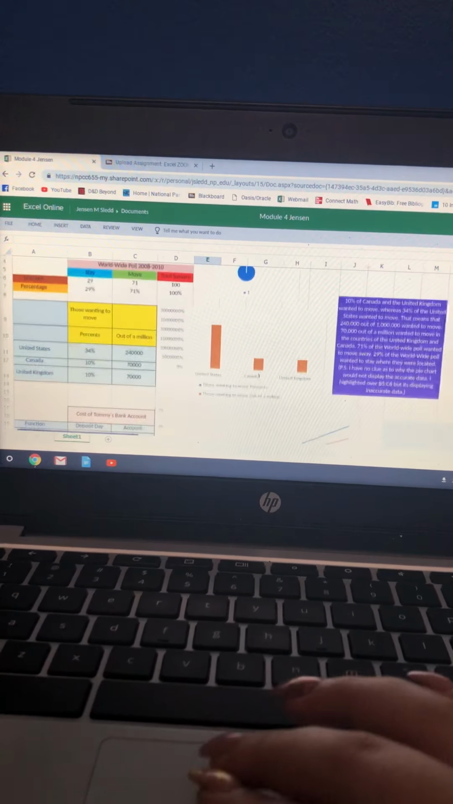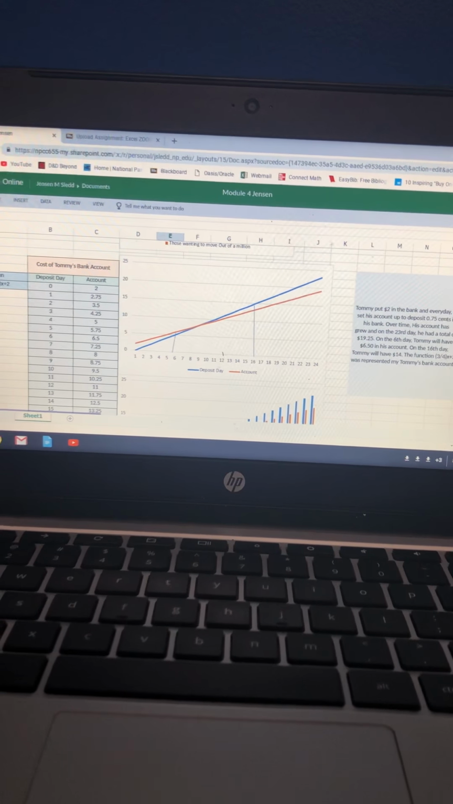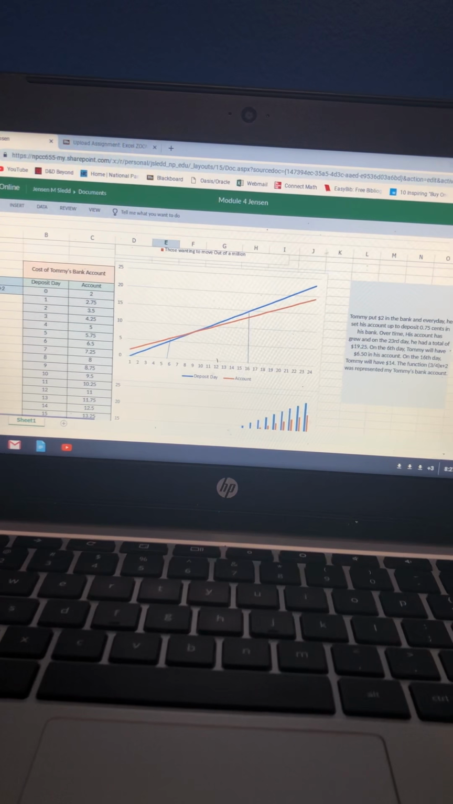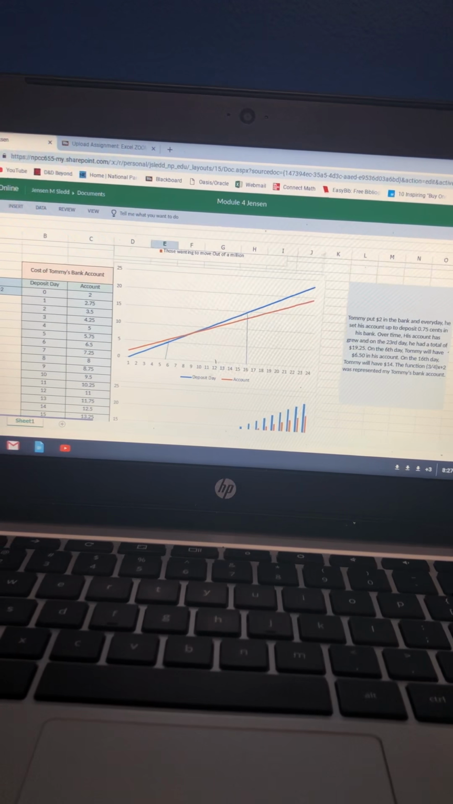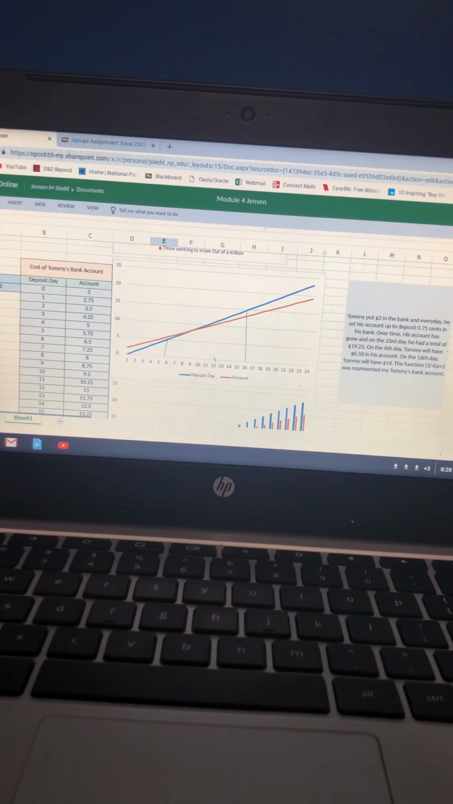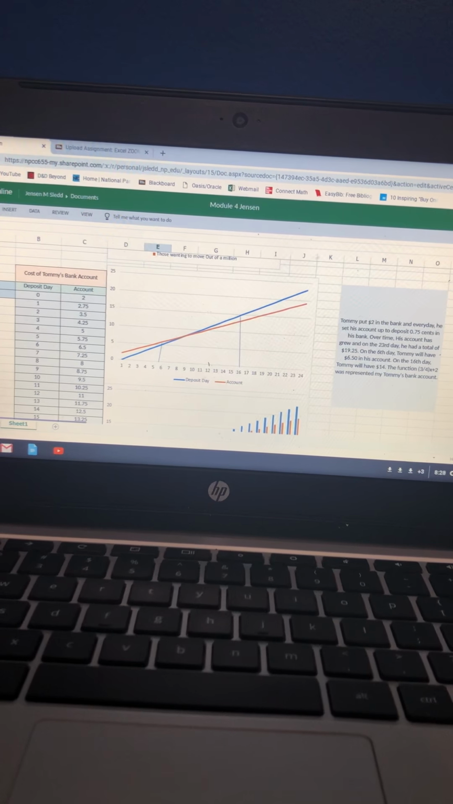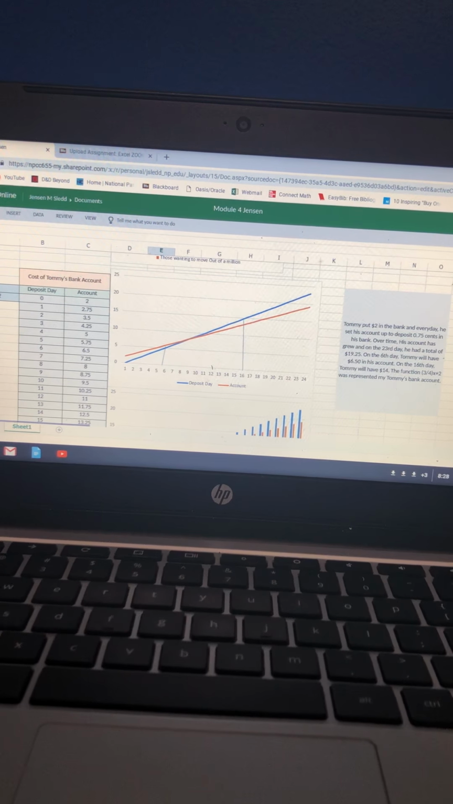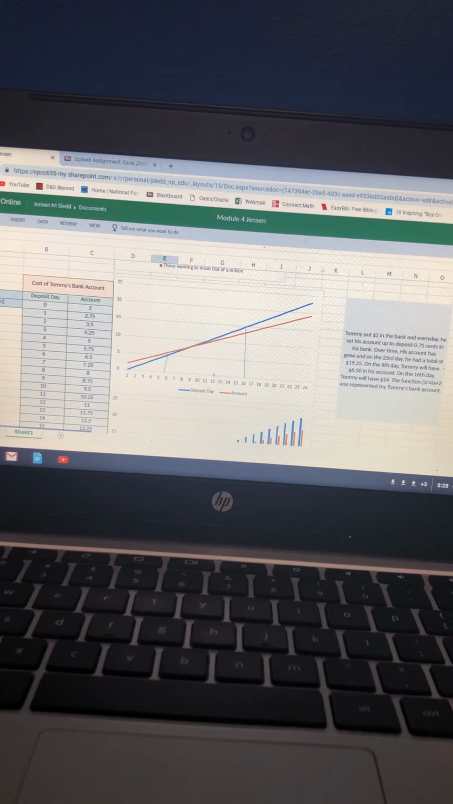Alright, number 2 is talking about a function that you have to tell a story. My story was about Tommy's bank account. Tommy put $2 in the bank, and every day he set up his account to deposit 75 cents in his bank. Over time, his account grew, and on the 23rd day, he had a total of $19.25. On the 6th day, Tommy will have $6.50 in his account. On the 16th day, Tommy will have $14.